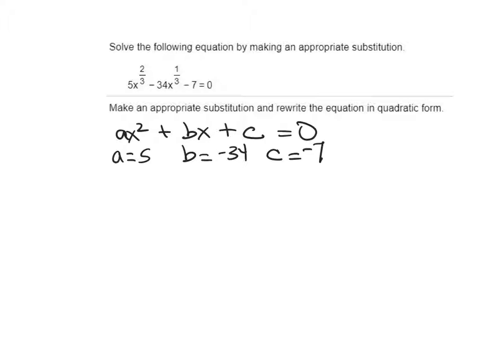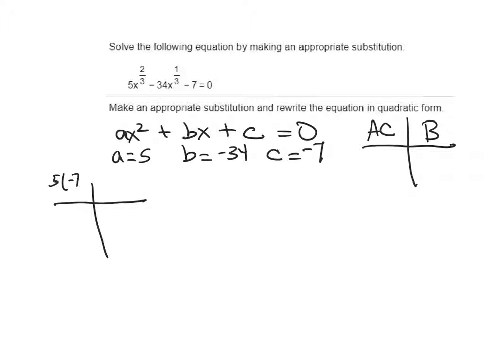So the reason I call it the AC method is because you make a little t-chart here and you take a times c, that will give you b. So for this problem, it'll look like 5 times negative 7 is negative 35, and negative 34. So I need two numbers that multiply together to give me negative 35 and add to be negative 34. So I know that negative 35 times 1 is negative 35, and negative 35 plus 1 is negative 34.